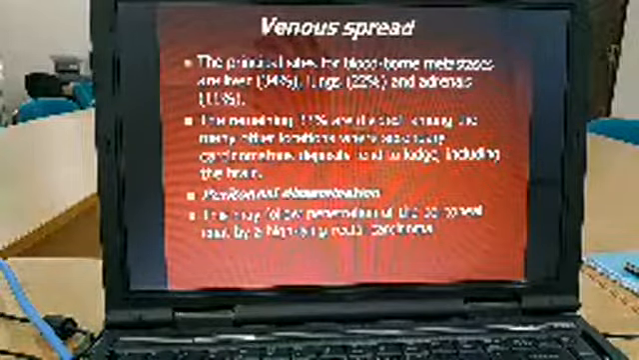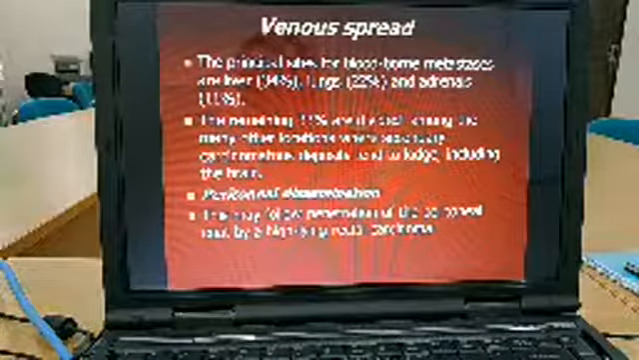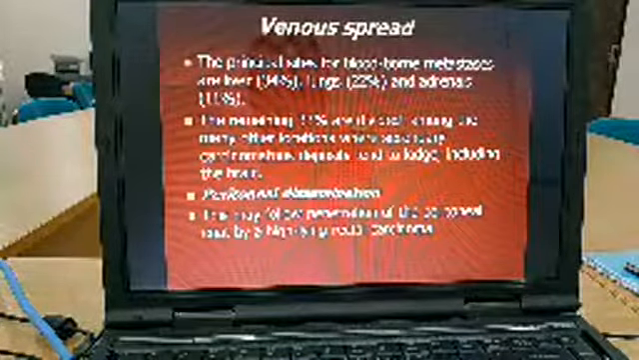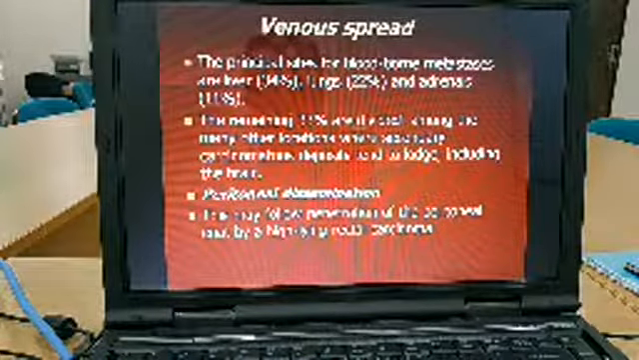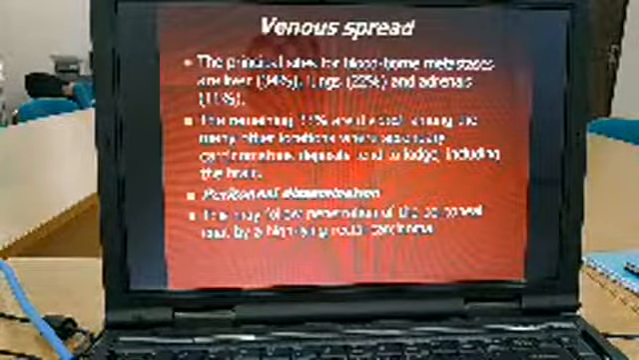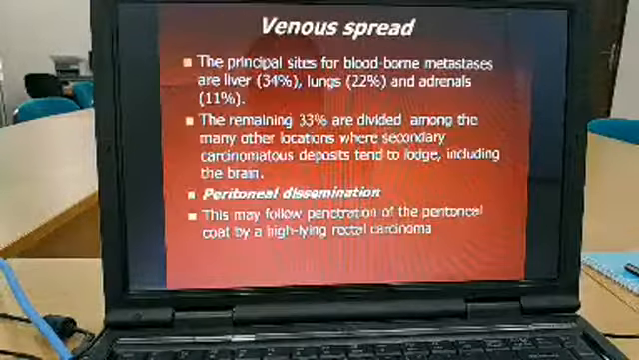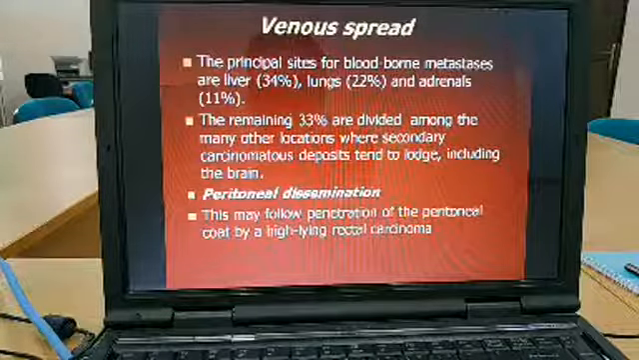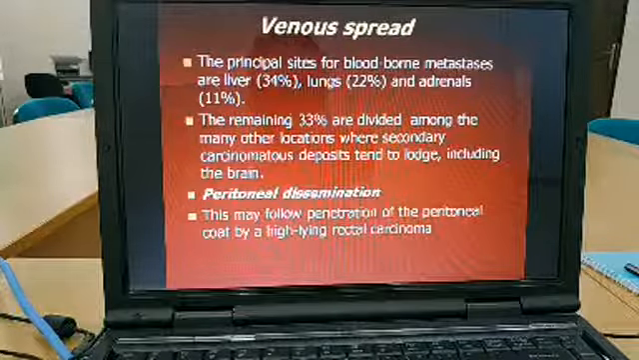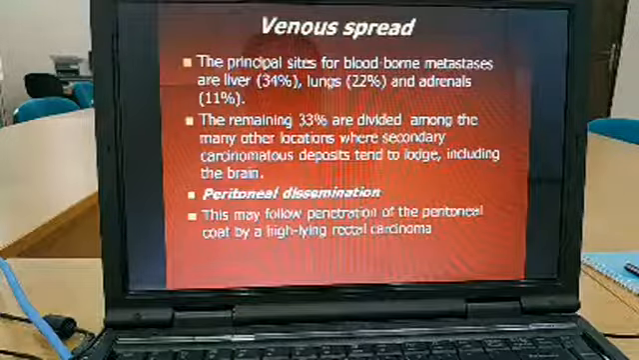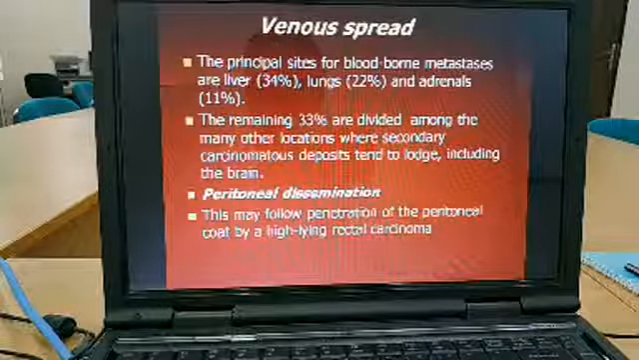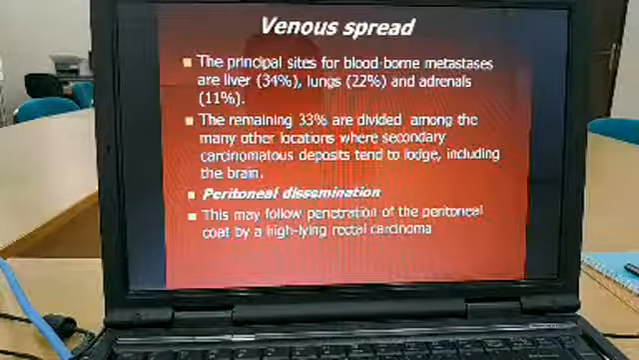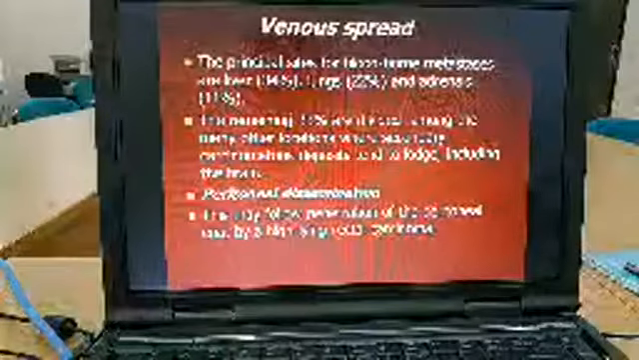Regarding the venous spread, the principal sites of blood-borne metastasis are liver 34%, lungs 22%, and adrenal glands 11%. The remaining 33% are divided among the many other locations where secondary carcinoma deposits may be found, including the brain. Another important thing is the peritoneal dissemination. This may follow penetration of the rectal carcinoma.